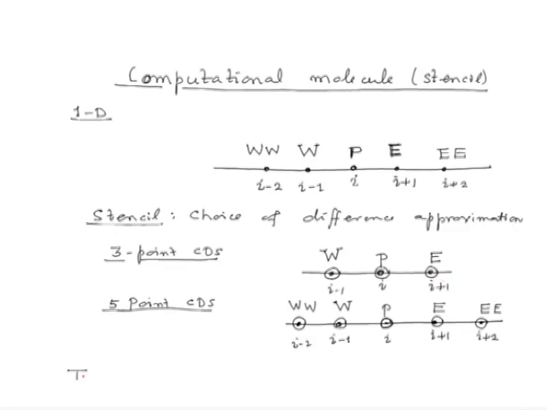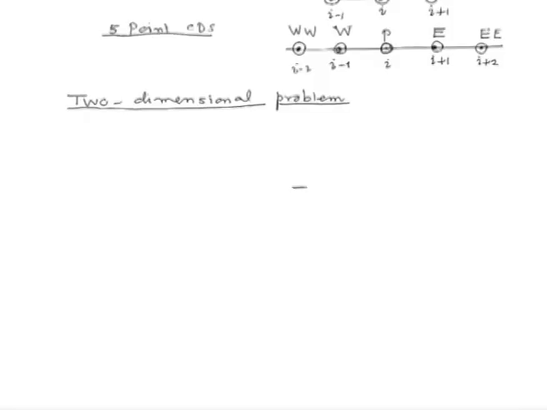Now let us take this 2-dimensional case. For two-dimensional problems, we will have x as well as y grid lines. So let us draw this x line and this y line. The intersection point would be our grid point i, j.